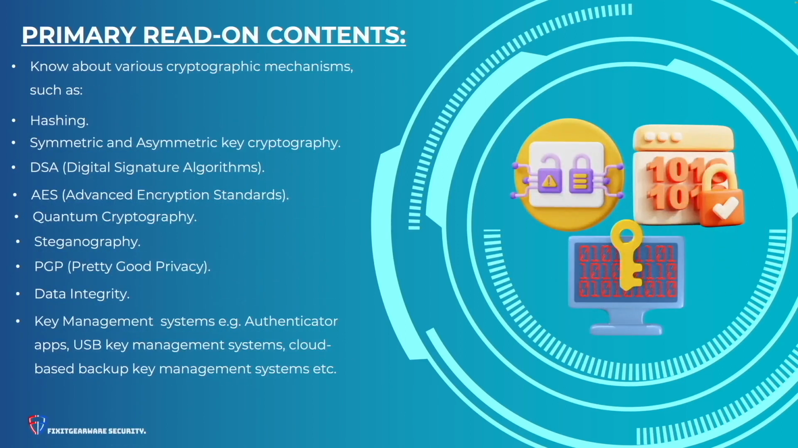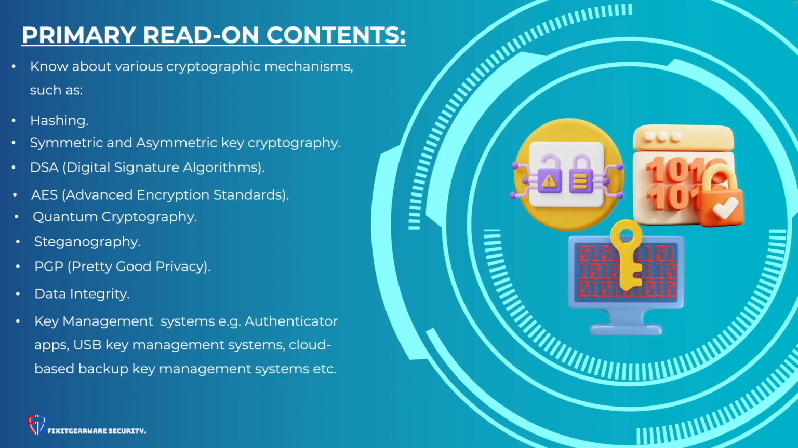Next, as a junior, you should know about various cryptographic mechanisms such as hashing, symmetric and asymmetric key cryptography. In symmetric, the same key used in encryption is the same key used in decryption. In asymmetric, the key used in encryption is different from the key used in decryption. Know about DSA, which is digital signature algorithms. Know about AES, known as advanced encryption standards, commonly used in our Wi-Fi password securities. Know about quantum cryptography, steganography, PGP, known as pretty good privacy.